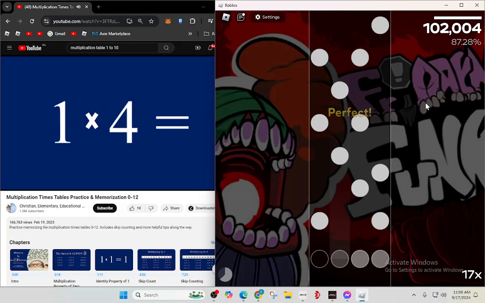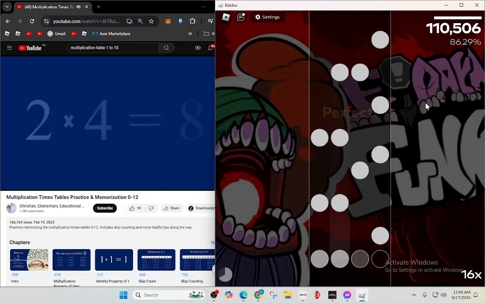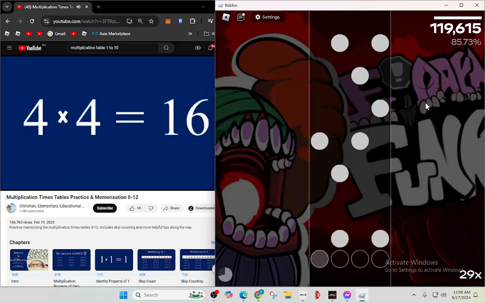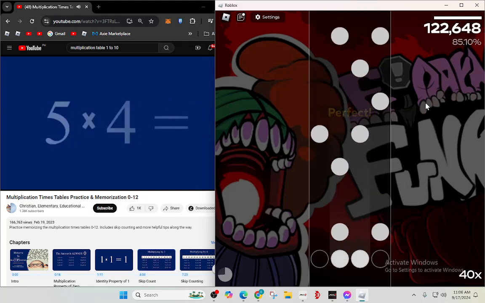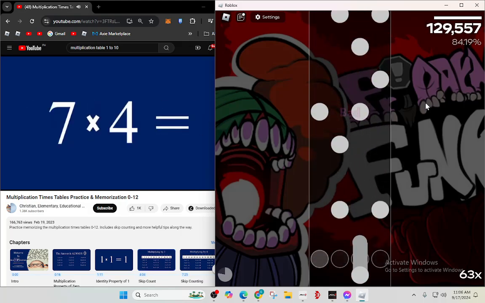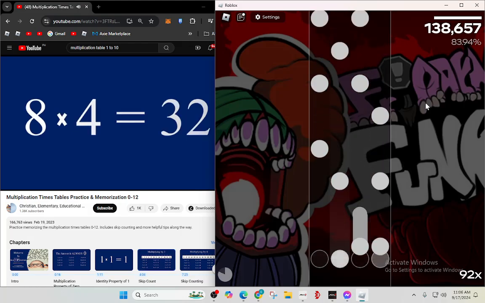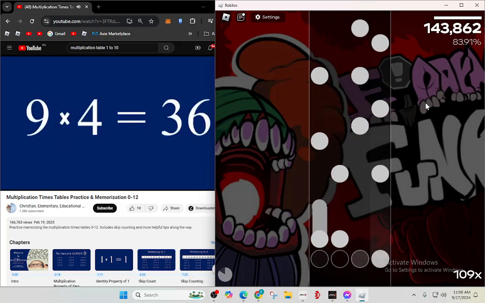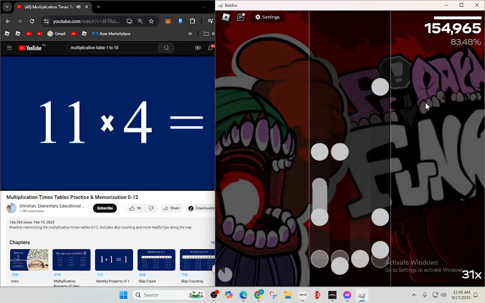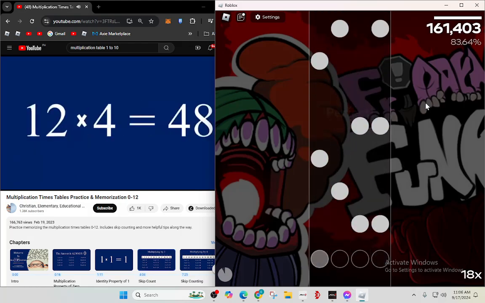Ready? 1 times 4 equals 4. 2 times 4 equals 8. 3 times 4 equals 12. 4 times 4 equals 16. 5 times 4 equals 20. Continuing through 11 times 4 equals 44. And 12 times 4 equals 48.